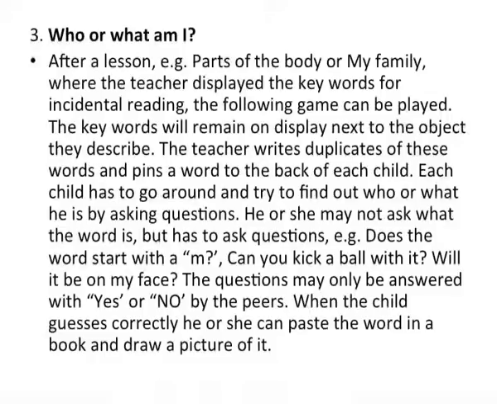The next one, who or what am I? After a lesson, for example parts of the body or my family, where the teacher displayed the key words for incidental reading, the following game can be played. The key words will remain on display next to the object they describe. The teacher writes duplicates of these words and pins a word to the back of each child. Each child has to go around and try to find out who or what he is by asking questions. He or she may not ask what the word is, but has to ask questions.